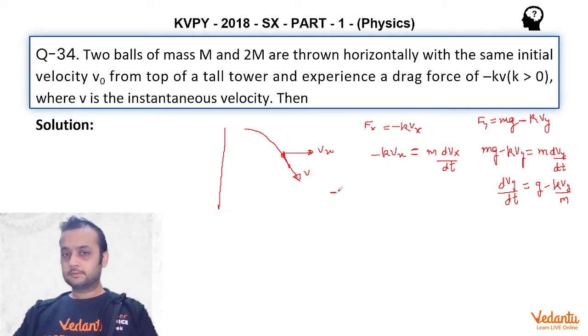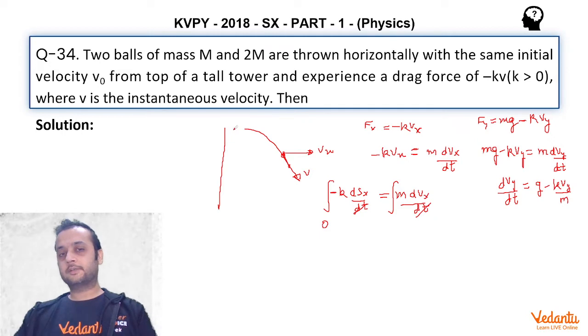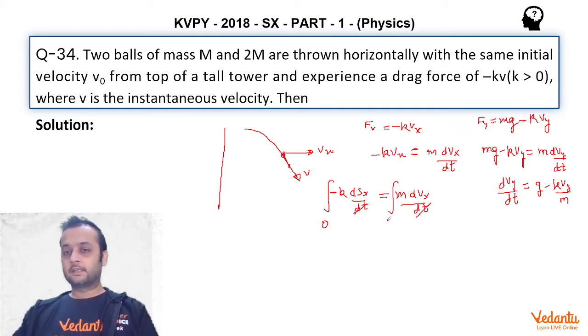So this vx can be written as dsx by dt, where sx is the displacement in the x direction, and k vx is equal to minus m dvx by dt. So if you integrate this, dt will be cancelled out. Initially, the displacement in x was 0. At that time, all the velocity was in the x direction itself, which we can say is v naught.